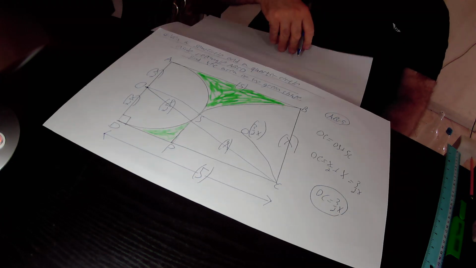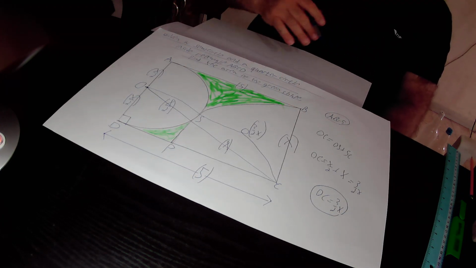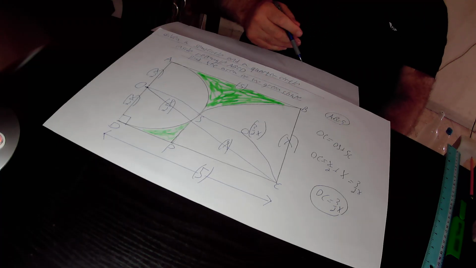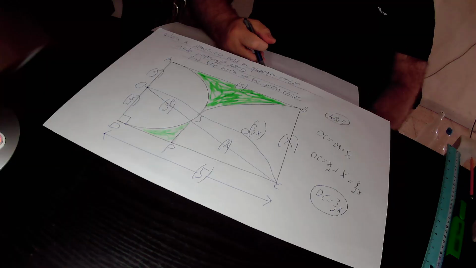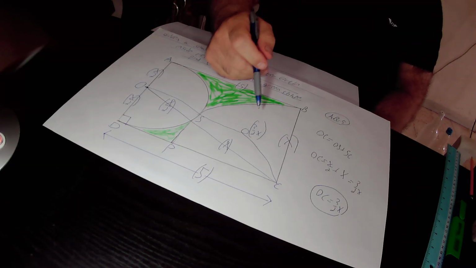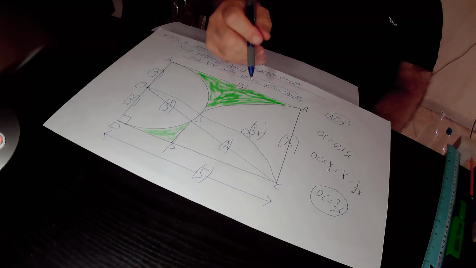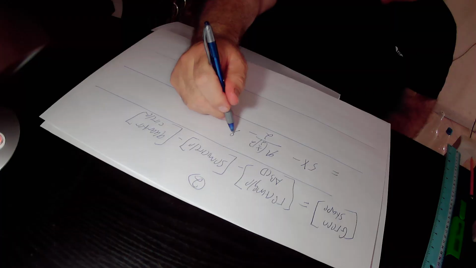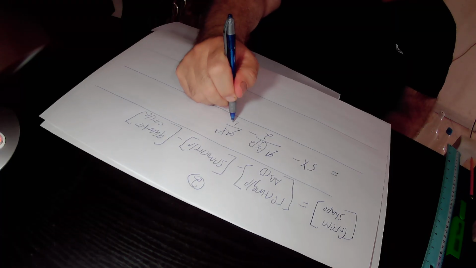Minus the area of this quarter circle. What is the area of the quarter circle? We know that the radius of this quarter circle equals x. And therefore the area of this quarter circle must be equal to pi x squared over 4. So I write it down. The area of the quarter circle equals pi x squared over 4.